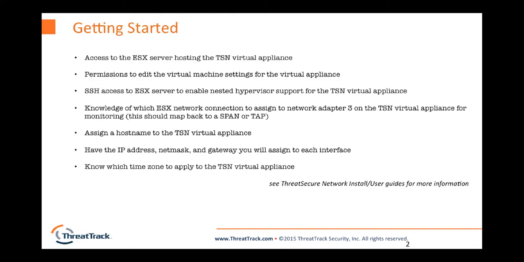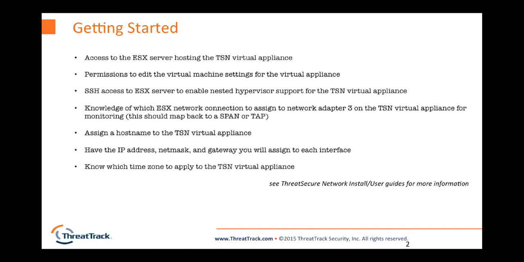Getting started. First, you'll need access to the ESX server hosting the TSN Virtual Appliance. You'll need permissions to edit the virtual machine settings for the virtual appliance. You'll need SSH access to the ESX server to enable nested hypervisor support. You'll need knowledge of which ESX network connection to assign to network adapter 3 on the virtual appliance for monitoring. This should map back to a span port or a tap.